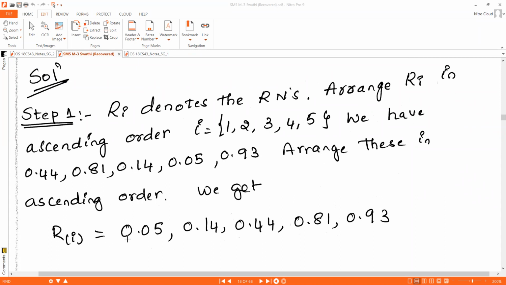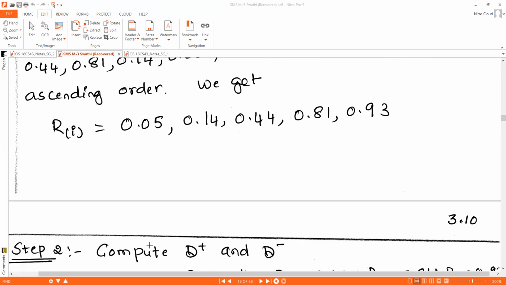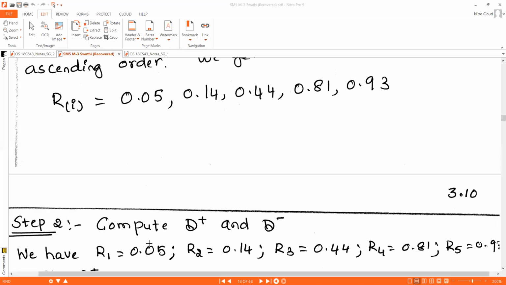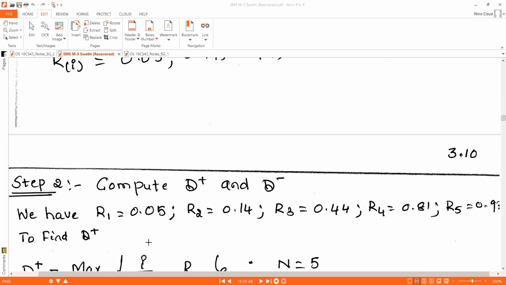That is 0.05, 0.14, 0.44, 0.81, 0.93. These are the random numbers after arranging in ascending order. That set we call Ri. Ri denotes the set of random numbers. Okay, in the first step we have arranged the given random numbers into ascending order.